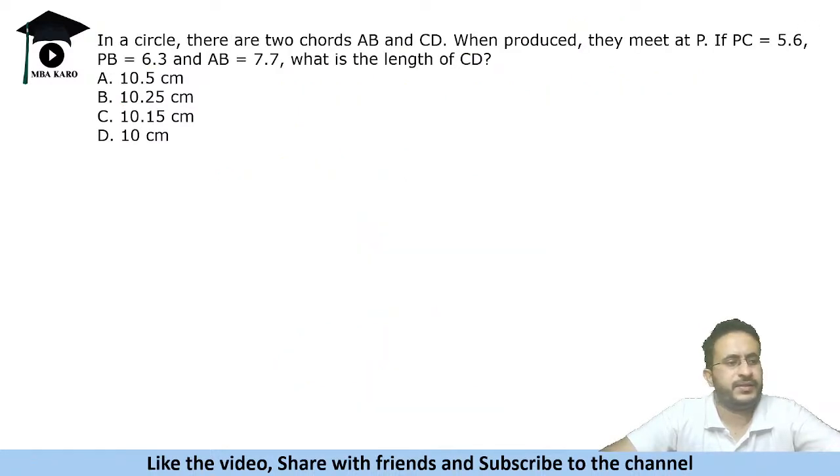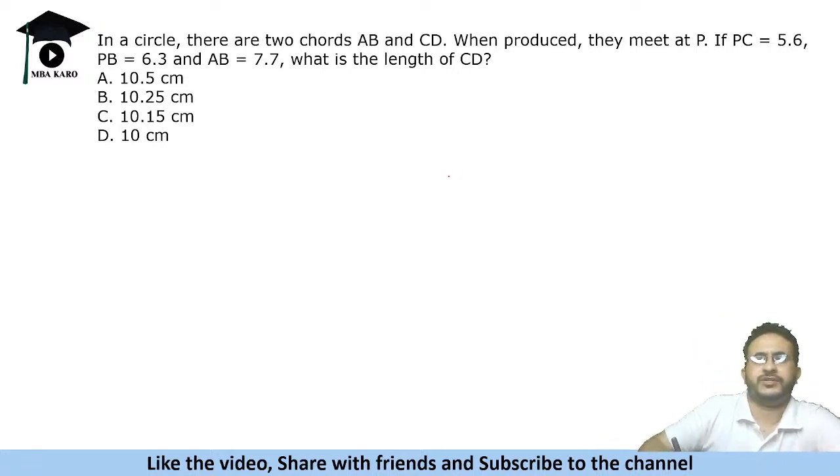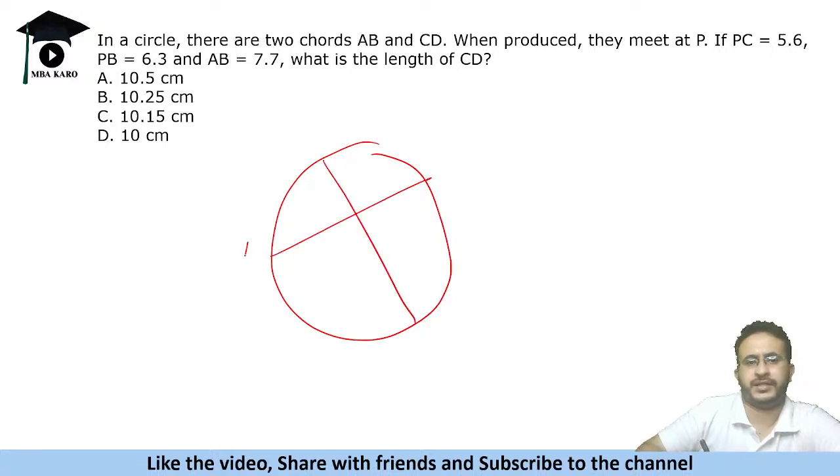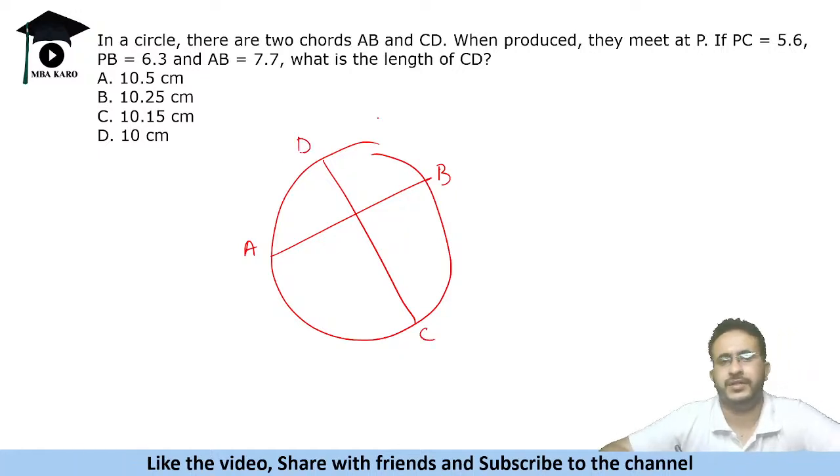In a circle, there are two chords AB and CD. When produced, they meet at P. If PC is equal to 5.6, PB is equal to 6.3, and AB is equal to 7.7, what is the length of CD? So this is a theorem of circles. So two chords AB and CD intersect at P.